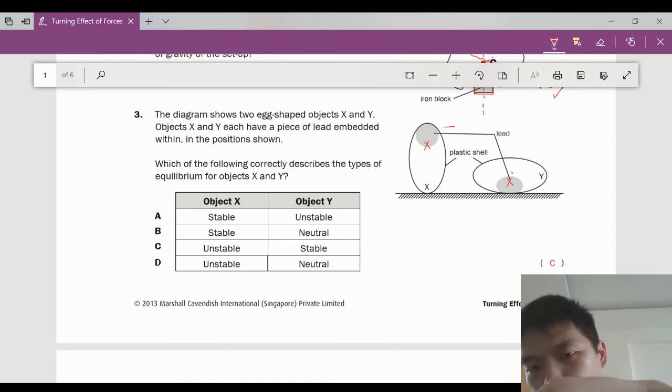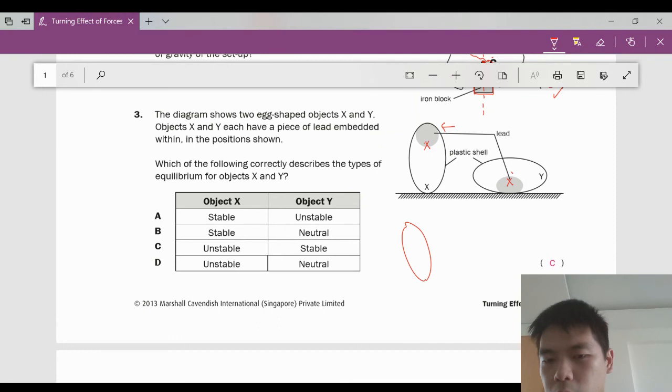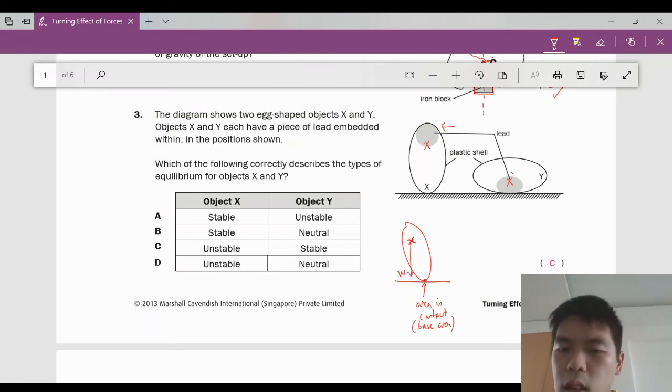If we were to give this a push, what will happen is your egg has a small base on it. So this is the area in contact, or what we call the base area. It's very, very small. So what will happen is your center of gravity X now will be here, and your weight will act here. Now, as you can see, the line of action of this weight is outside the base area.